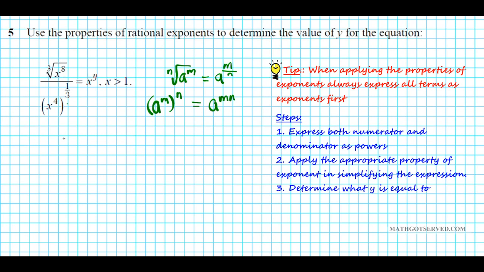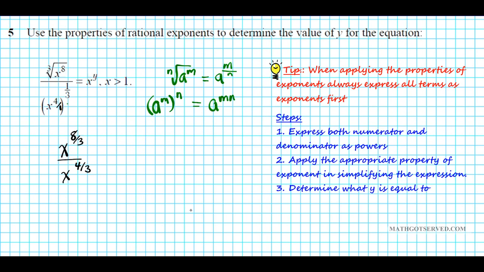On the top, we have x to the power 8. The root becomes the denominator. Okay? Over 3. And on the bottom, using the power of a power property of exponents, 4 over 1 times 1/3 gives us x to the 4/3.